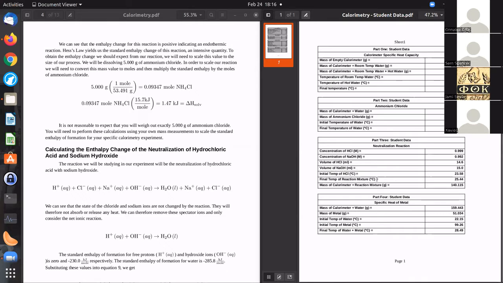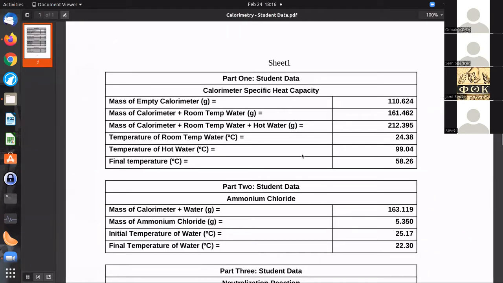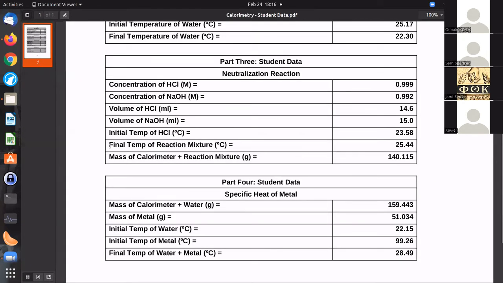Then we have the final temp of the reaction mixture, and then we're given the mass of the calorimeter in the reaction mixture. Okay. So when I say reaction mixture, I mean the mass of the HCl plus the mass of the sodium hydroxide. Obviously, we're going to subtract out the mass of the calorimeter, and that's going to give us what that mass should be there. Okay.